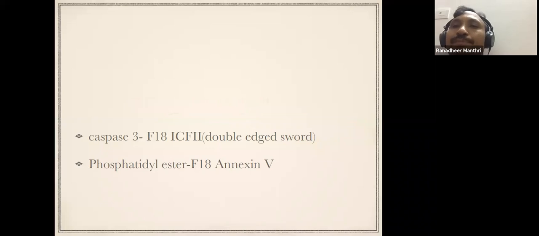So caspase-3 binds to F18 ICF2. It is a double-edged sword. There are two types of apoptotic pathways, and caspase has a key role. Phosphatidylserine F18 and annexin 5 bind phosphatidylserine, but phosphatidylserine is normally inside the membrane. But when the tumor undergoes apoptosis, it is expressed on the outside. Next slide, please.